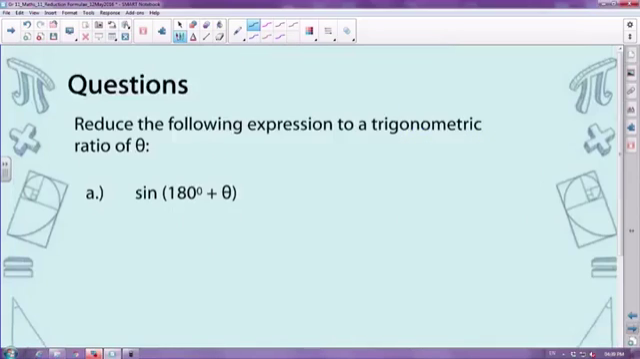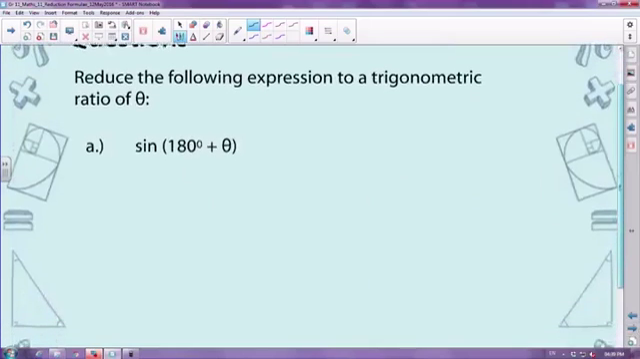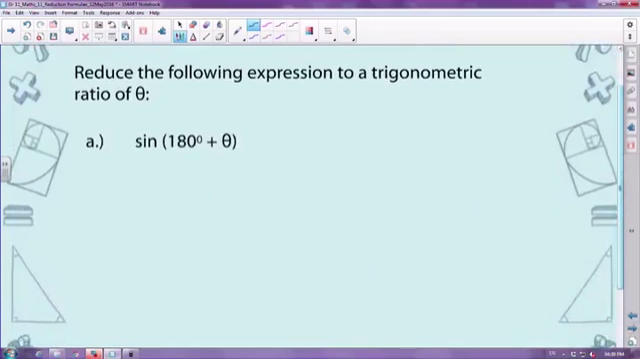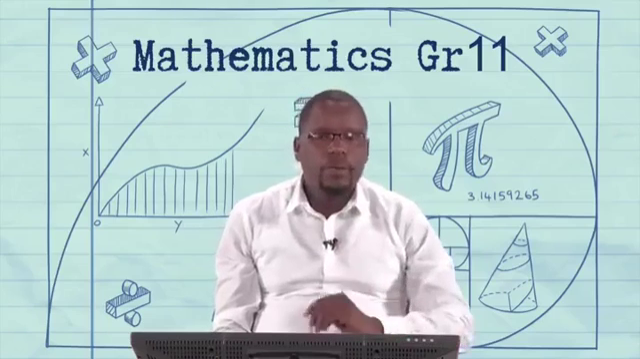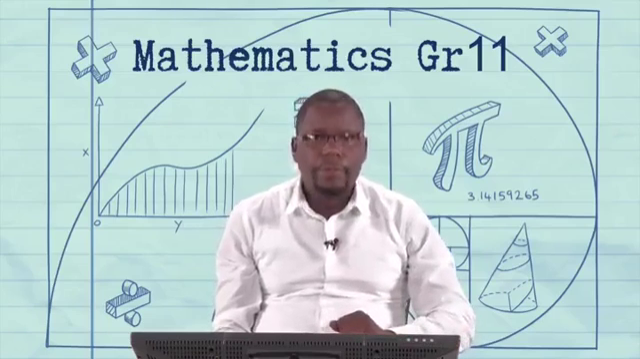Right. Guys, you'll take this example quickly. Reduce the following expression to a trigonometric ratio of theta. So I'm giving you just a minute to work on this problem, and then we'll look at it together. Right, let's go.